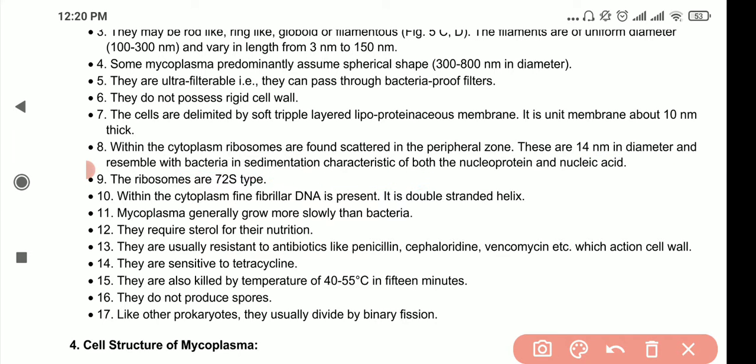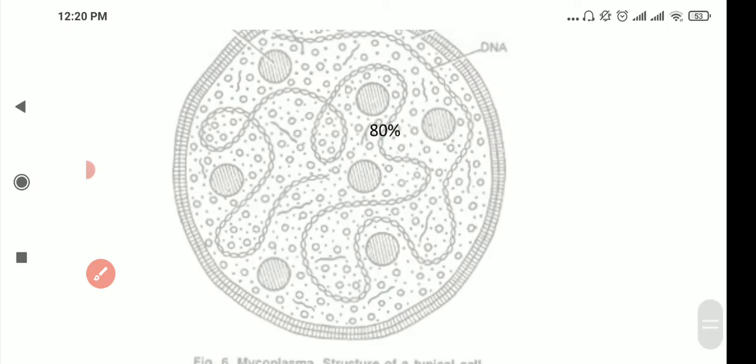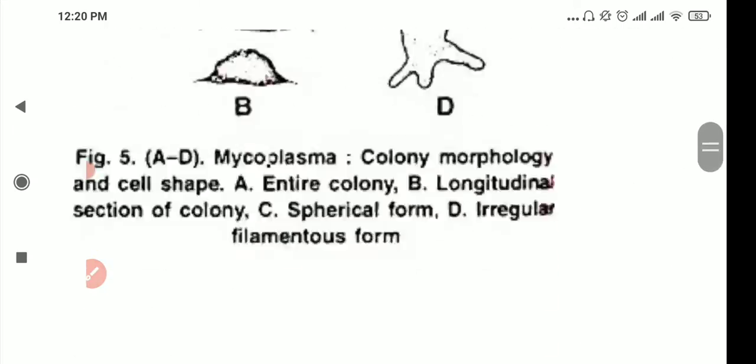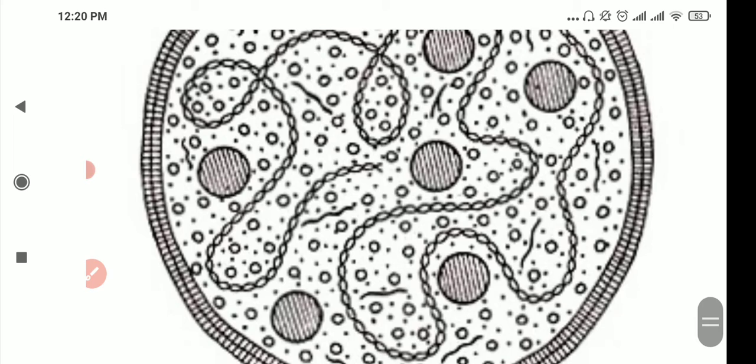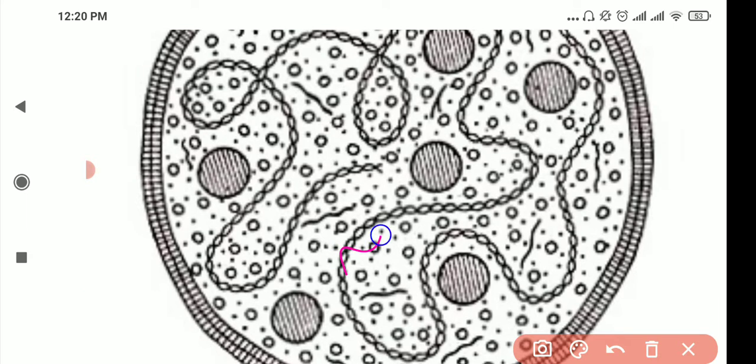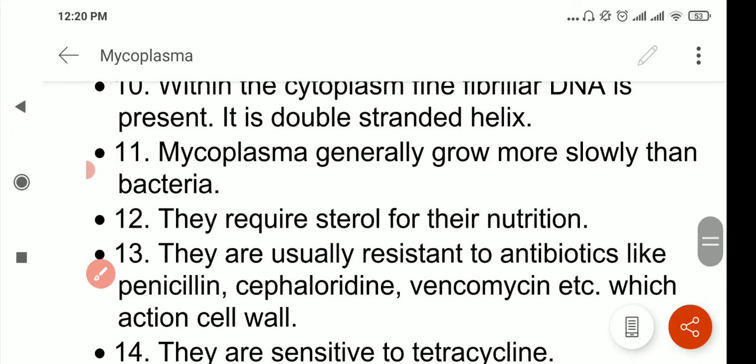The ribosomes are of the 72S type. And inside the cytoplasm we find fine fibrillar DNA, a very thin DNA. But it is double-stranded, like this. If you look at the image, you will notice that it is double-stranded. It's a very fine fibrillar double-stranded DNA.